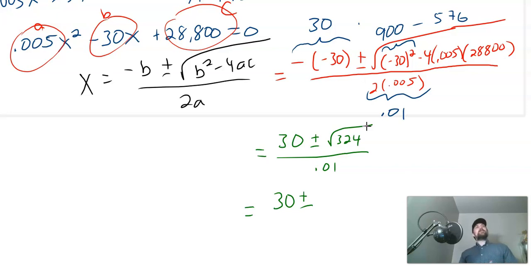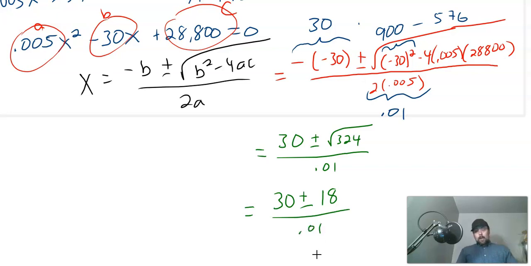Like square root of 400 is 20. Is it 16? No, 16 would be like 256. I think this is 18. All right, so square root of 324. I'm pretty sure about this. I don't think I need to check it. It's going to be 18 over 0.01.